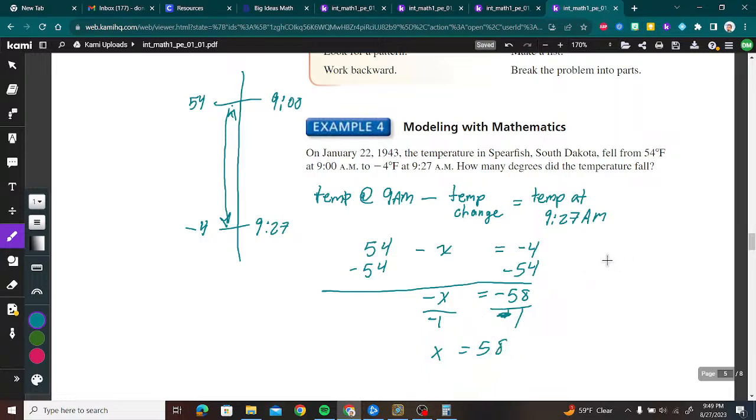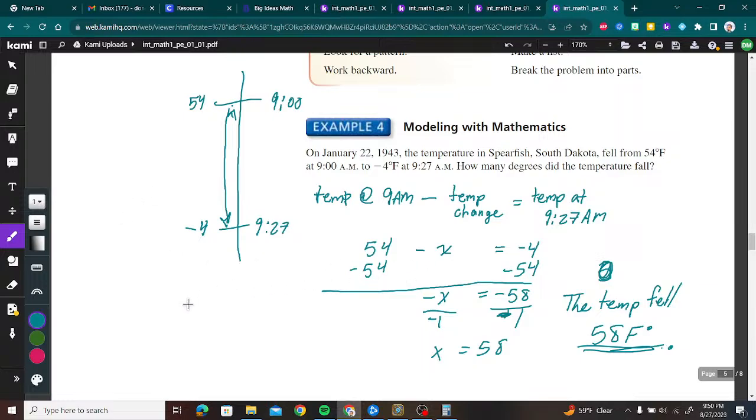Now, a couple things about the answer. We want to label it. We want to explain: the temperature fell 58 degrees. So that's how much it fell. Say the temperature changed by -58. So you could put that negative if you want.